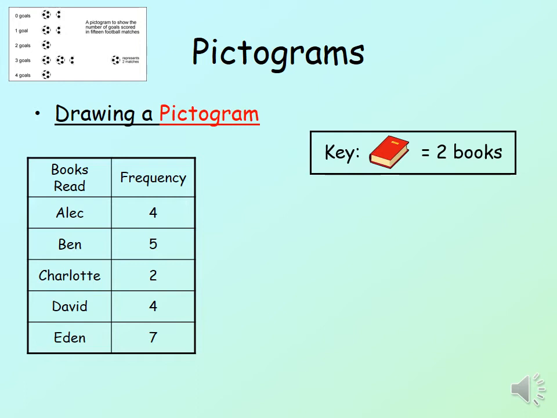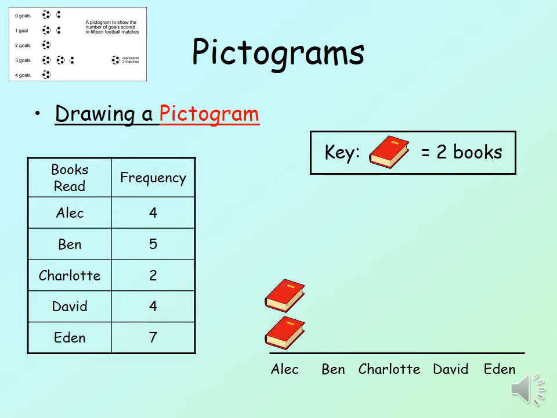Okay, so this is what you should have come up with. So we call this the x-axis, by the way. And here we've got everybody's name. We've got Alec, Ben, Charlotte, David and Eden. So Alec read 4 books. So he is represented by 2 lots of books.